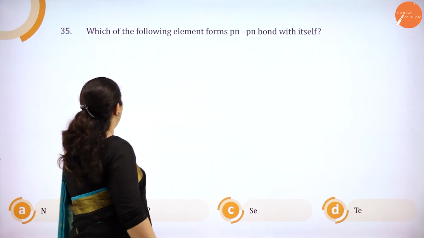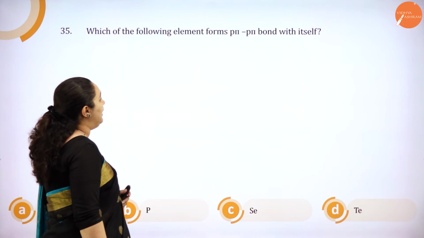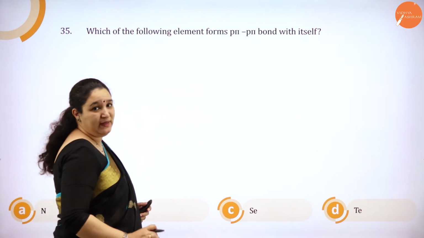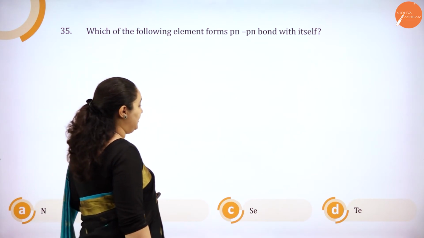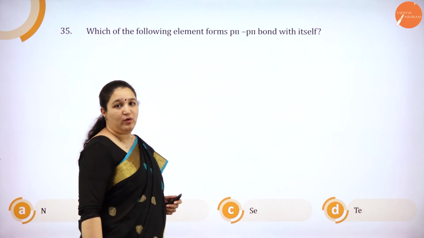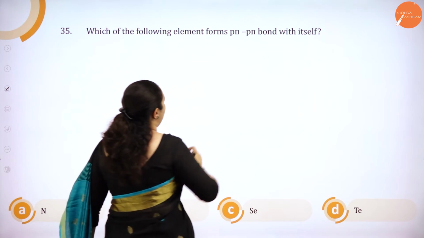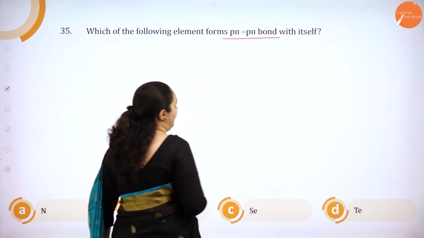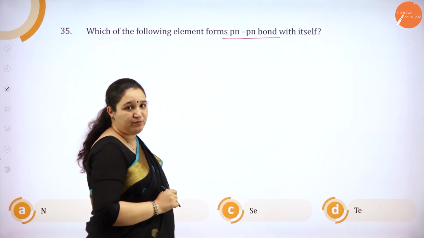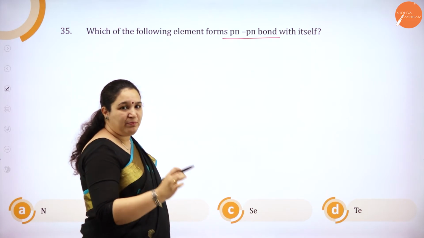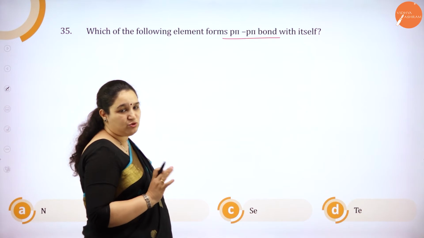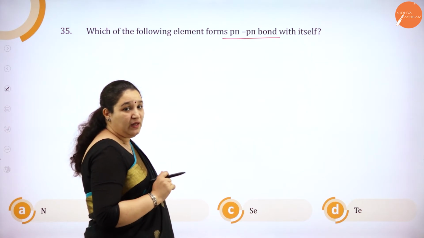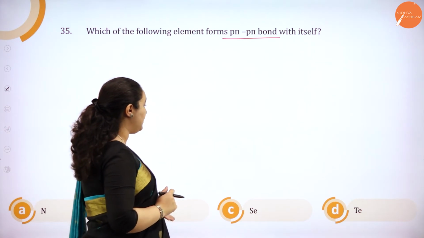Next question, which of the following elements form p-pi bond with itself? Nitrogen, phosphorus, selenium or tellurium. Okay, so here which one will form p-pi bond with itself? To form a p-pi bond with itself, first of all the size of the atom should be smaller. Okay, here which is the smallest one which is there?